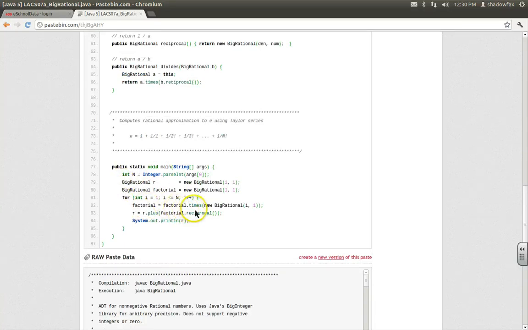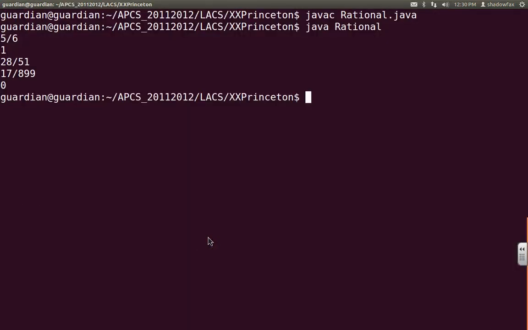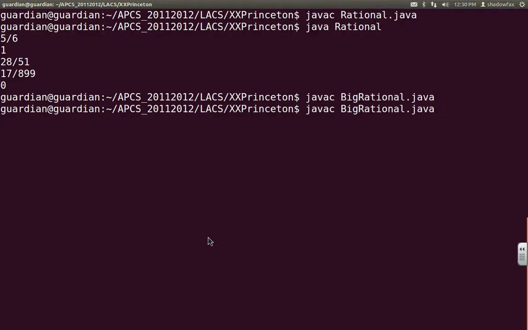Factorial equals factorial times big rat. Well, it's just multiplying. It's making factorials and then adding up the factorials, and that eventually gives you e. So let's compile that. I'm going to javac BigRational. There you go. And then java it.